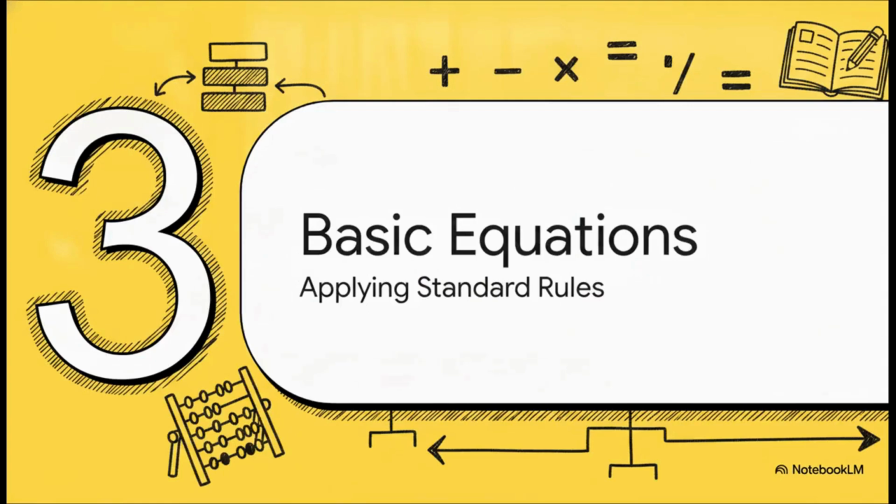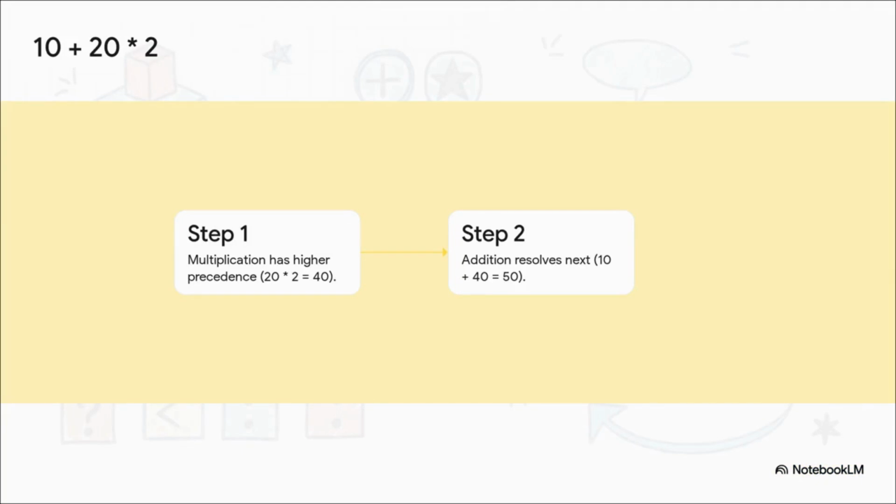All right, Section 3, solving basic equations, applying the standard rules. Let's evaluate a quick expression together. 10 + 20 * 2. Even though addition is the very first thing we read from left to right, multiplication ruthlessly cuts in line because, as we know, it has a higher precedence. So, our compiler brain first solves 20 * 2 to get 40. Only then does it drop down to the lower priority addition, giving us 10 + 40 for a final answer of 50. Classic BODMAS right there.